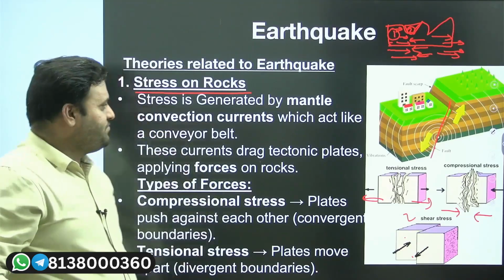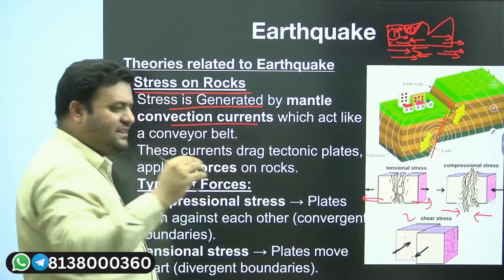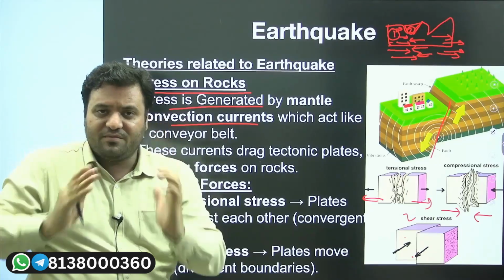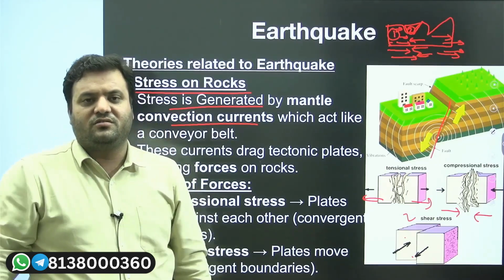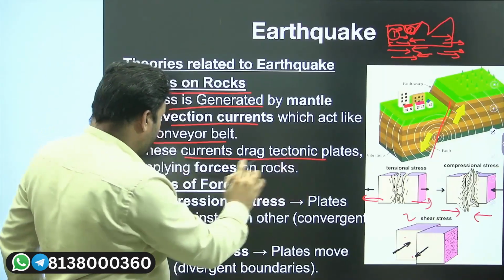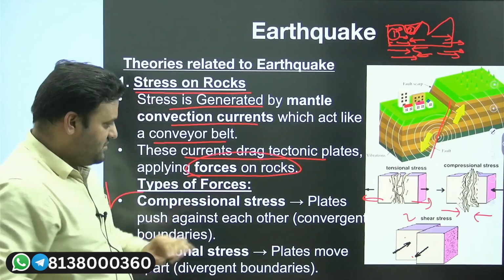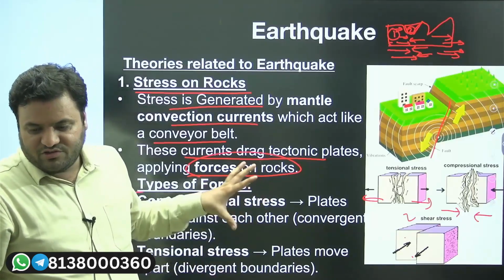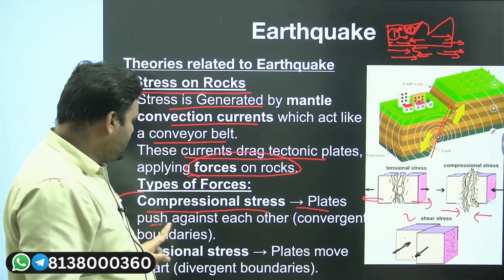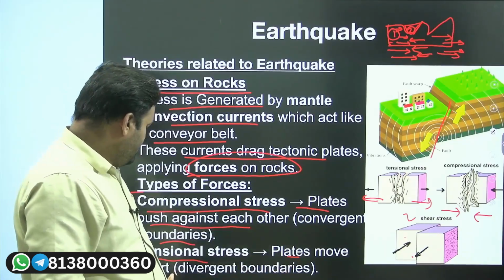Okay. So stress is actually primarily generated by the convectional current. Why are these two oceanic and continental plates moving towards each other? It is because of the mantle operating currents. And these currents drag tectonic plates, applying forces on these rocks. And we have these three sets of forces about which we just got clarity. Compressional means what? Plates push against each other when we have a convergence. Tensional stress when the plates move away from each other.